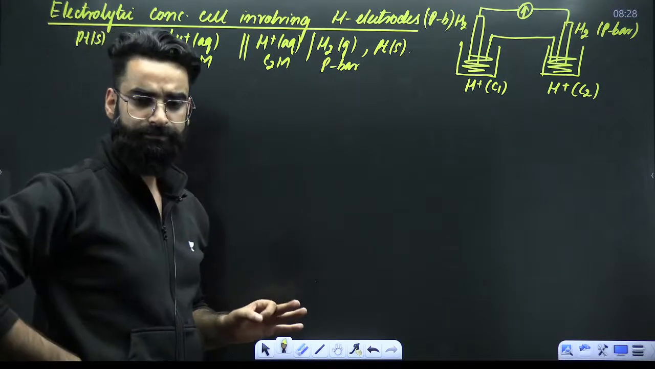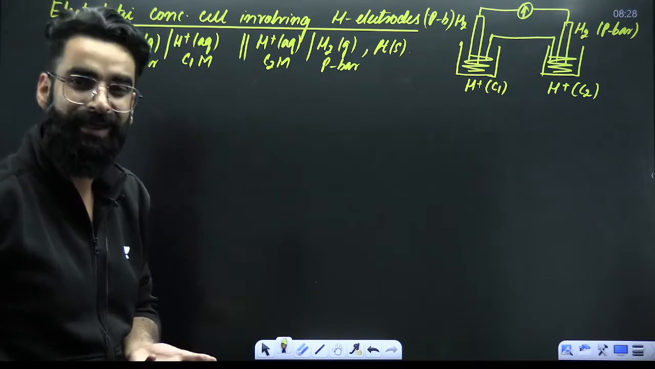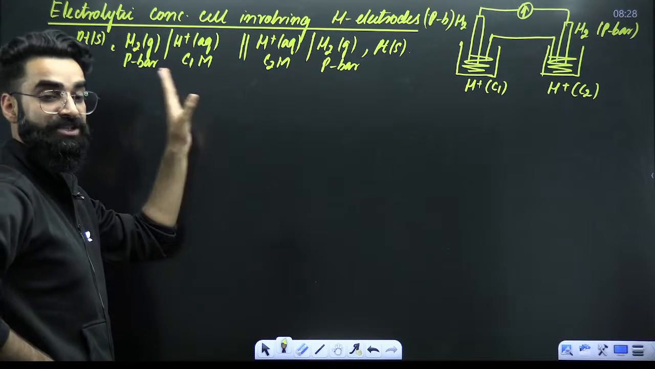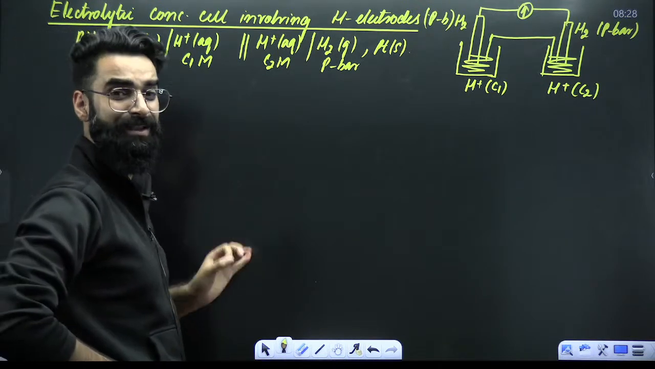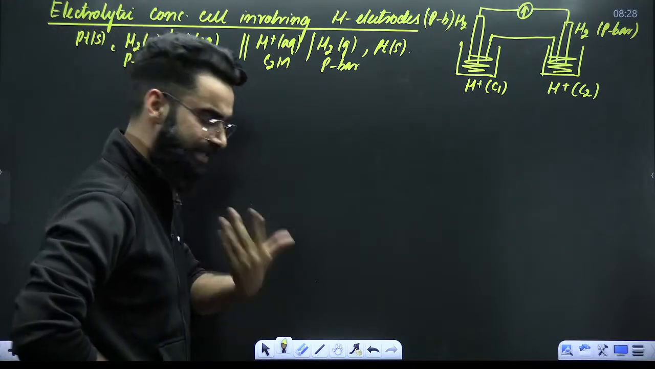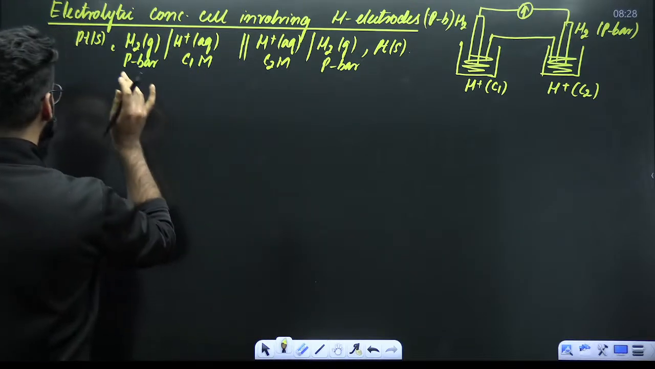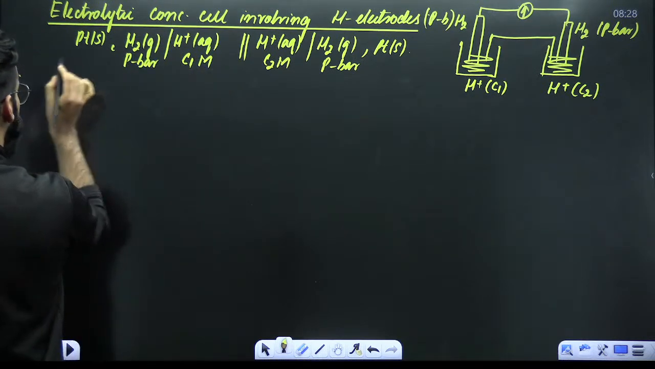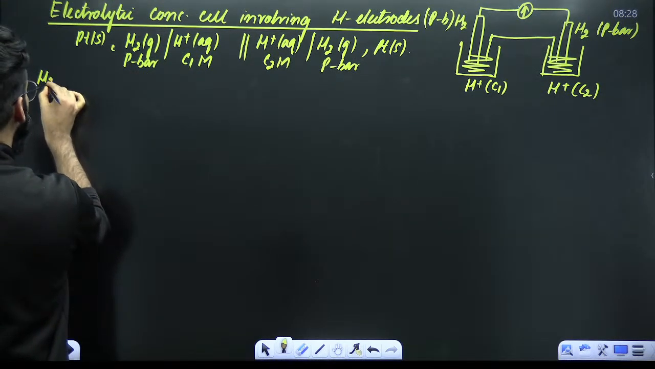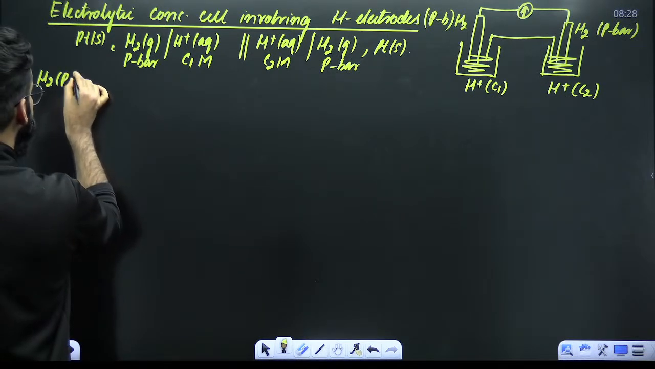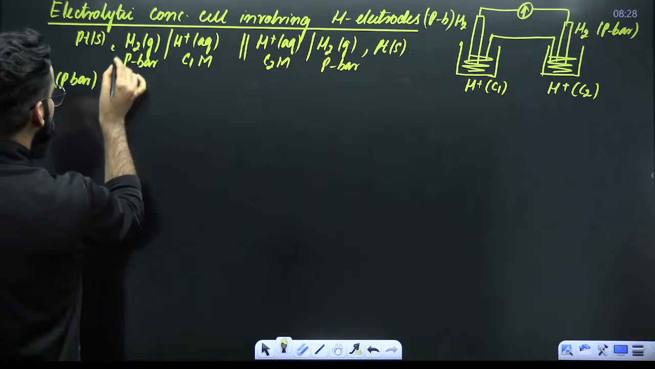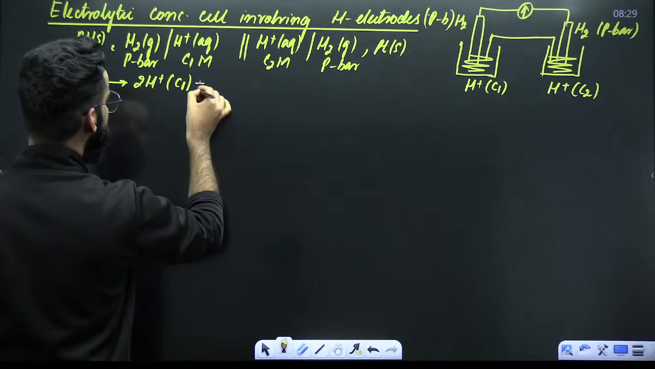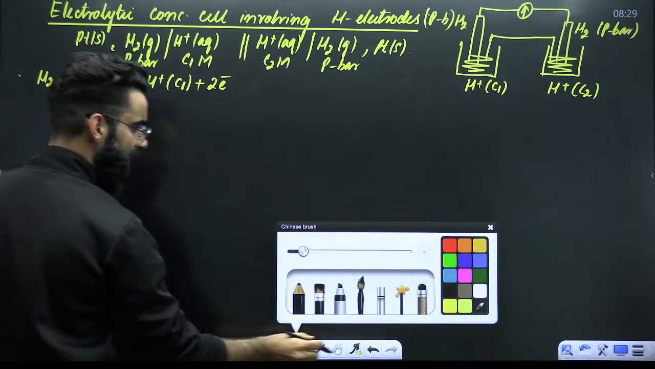Now let's get to know when this particular cell will be working. Let's make a condition which this particular cell has to follow such that it works like a normal galvanic cell. So let's try to frame that condition. First of all, for this cell to work like a normal galvanic cell, at the anode what should happen? Oxidation. So the reaction at the anode should be H2 gas, whose pressure is P bar, getting converted into 2 H positive, whose concentration is C1, plus 2 electrons. This has to be the reaction at the anode.